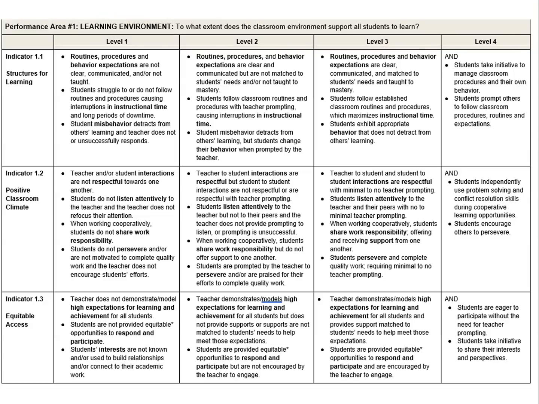Each performance area also includes 4 levels of performance. Level 1 at the left to level 4 at the right. Each performance area also has 3 indicators, which are along the left side of the framework. And each indicator is accompanied by a set of descriptors at each level of performance. Descriptors describe the teacher and student actions and behaviors at that level of performance for each indicator.